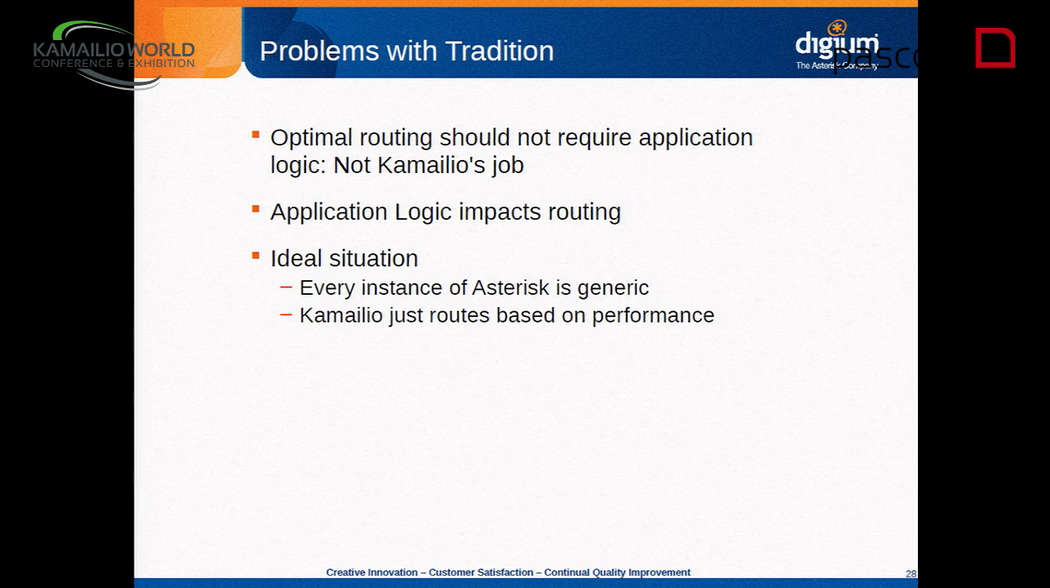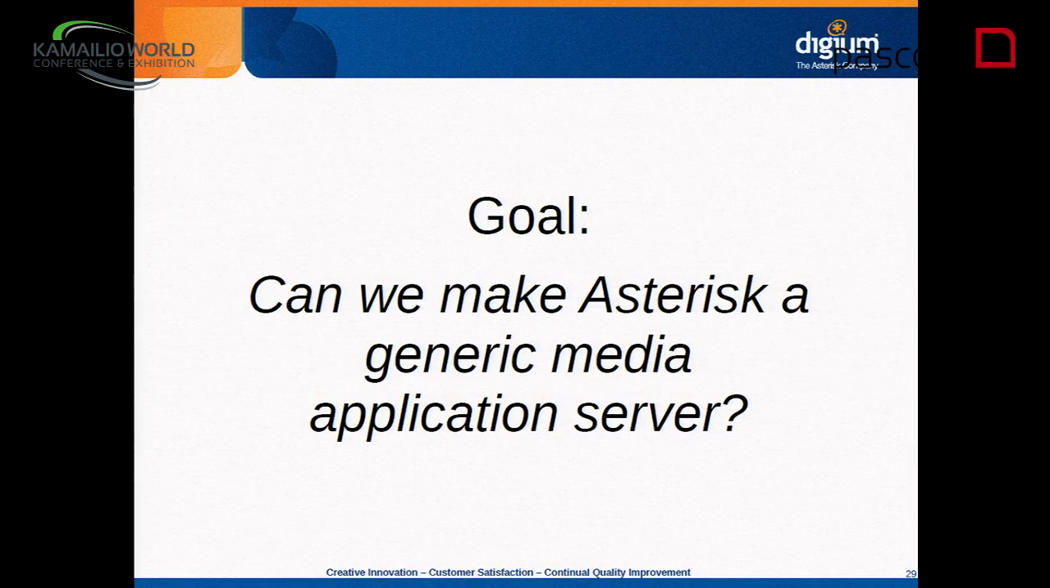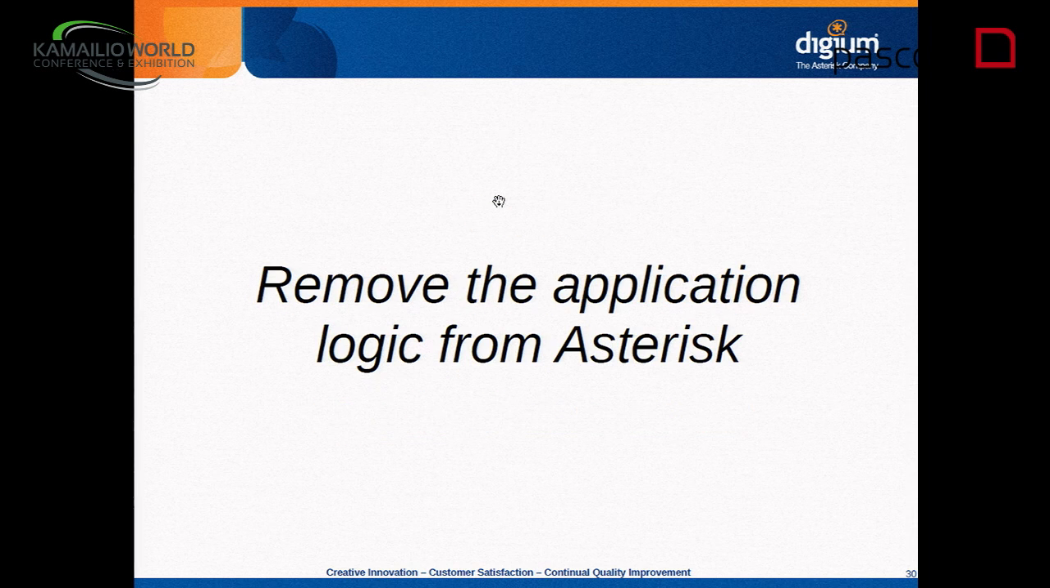At the same time, in an ideal situation, every instance of Asterisk is still generic, and we don't have special purpose Asterisk instances doing special purpose things and then trying to move the calls around based on where things end up. Even in almost any scenario, we might have to do a little bit of that, but we'd like to keep Asterisk as simple as possible. So going back to the goal, can we make Asterisk a generic media application server? Step 1, typically in doing this, after you've pulled some SIP things out and let Kamailio handle those, is try to remove the application logic from Asterisk.